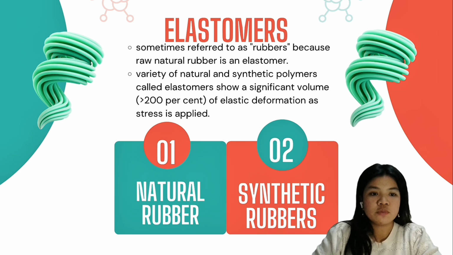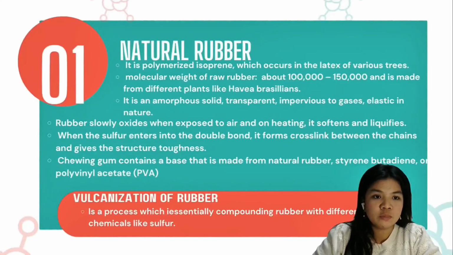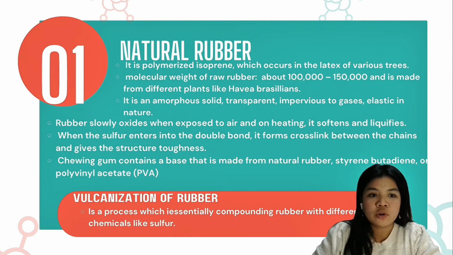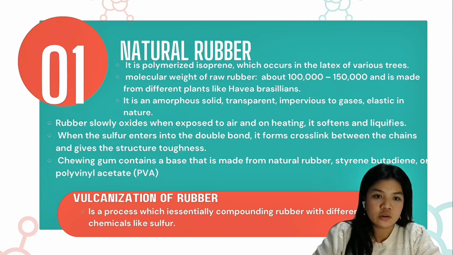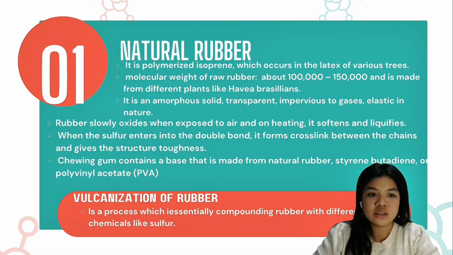So, there are two types of elastomers, the natural rubber and synthetic rubber. So, first, natural rubber. These are polymerized isoprene, which refers to the chemical process where many small molecules of isoprene, the building block or monomer unit, are linked together to form a long chain macromolecule, which occurs in the latex of various trees. An example of these trees is Hevea brasiliensis.